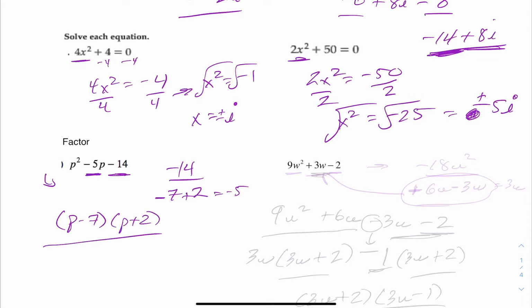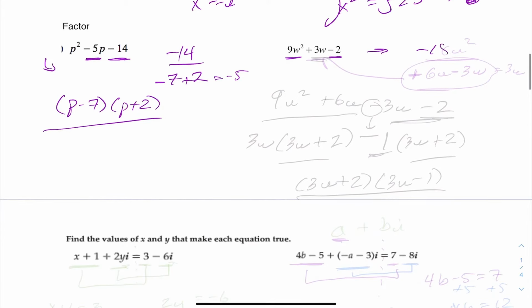There we go, factored. The next one has a number in front, so I'm going to multiply these two terms first. Negative 18w squared. I need a combination that multiplies to get negative 18 but adds to get 3. So that's 6 and 3. 6w, 3w. Again, I need a positive 3, so the bigger number is positive. I add those up, I get 3w. So now I'm just going to replace this with that. We get 9w squared plus 6w minus 3w minus 2.